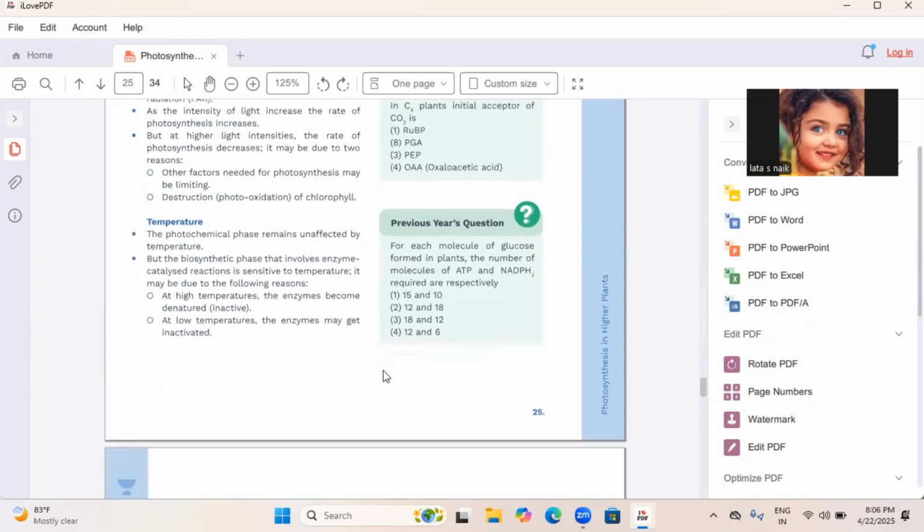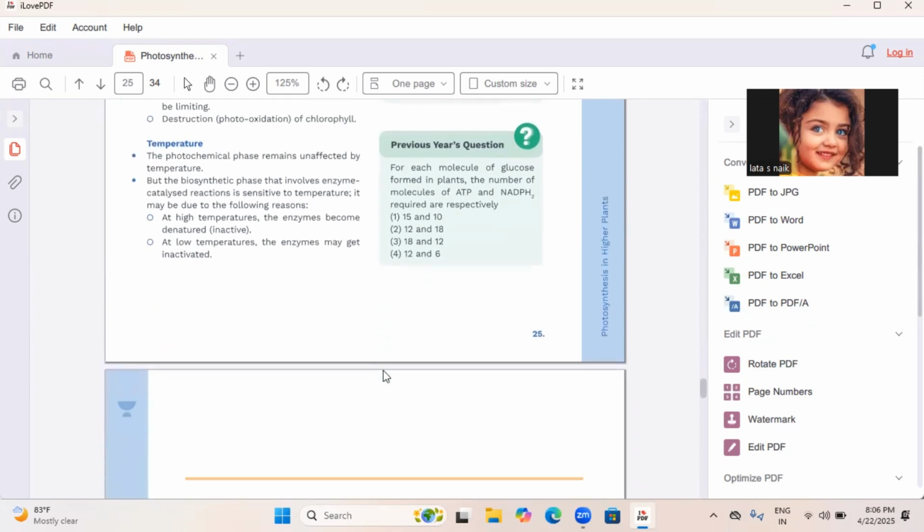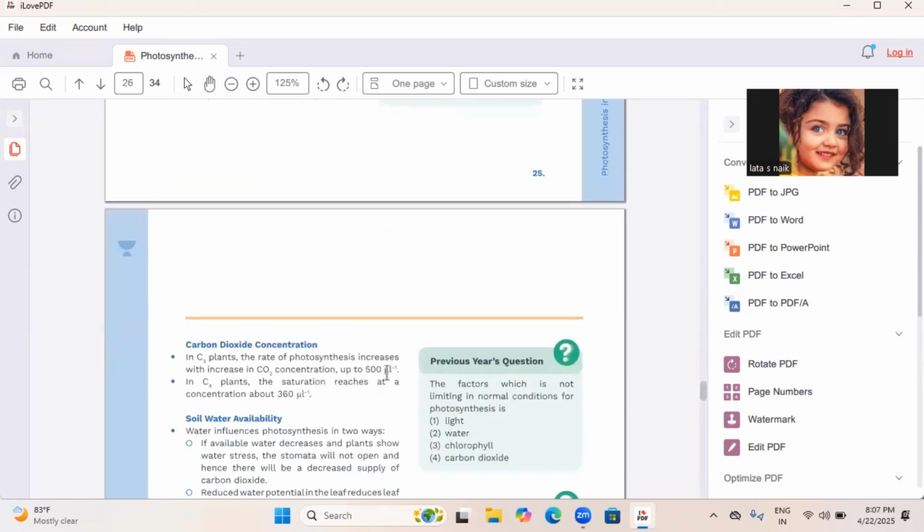Now, temperature. The photochemical phase remains unaffected by temperature, but the biosynthetic phase that involves enzyme catalyzed reactions is sensitive to temperature. It may be due to the following reasons. At high temperature, the enzymes may become denatured or inactive. At low temperature, the enzymes may get inactivated.